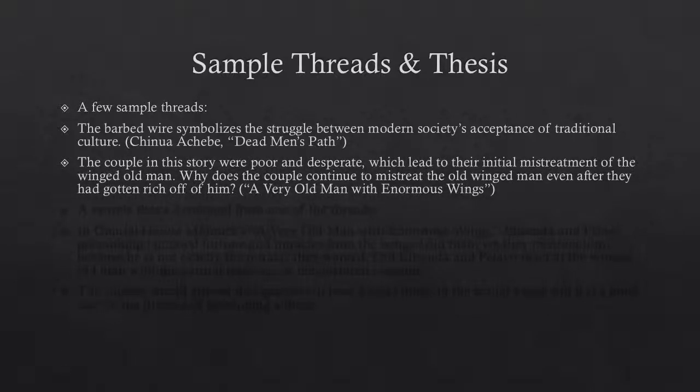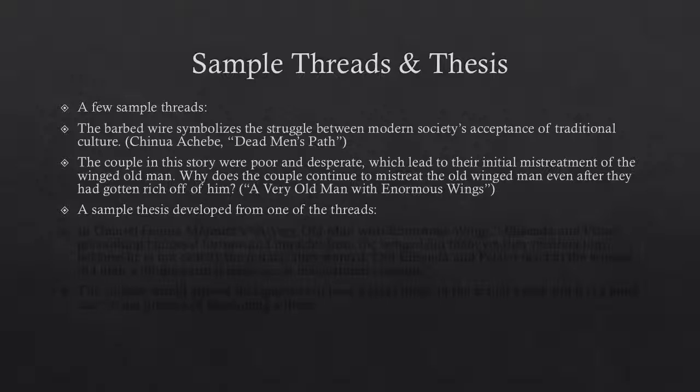Here's another one. The couple in this story, A Very Old Man with Enormous Wings by Gabriel Garcia Marquez, are poor and desperate, which leads to their initial mistreatment of the winged old man. And then this leads the student to a question. Why does the couple continue to mistreat the old winged man even after they have gotten rich off of him? So a really interesting question, right? Answering that question could potentially be a thesis.